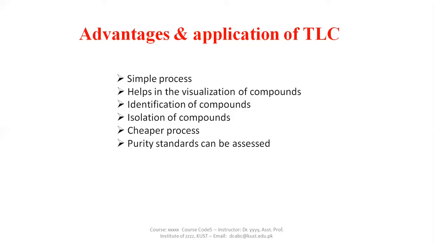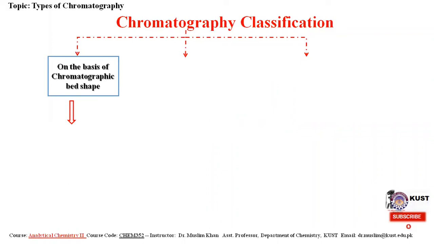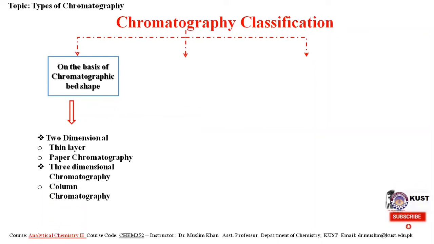It also finds its application as one of the most widely used chromatographic techniques in organic chemistry. So basically, there are different modes of classification of chromatography. The first one is on the basis of chromatographic bed shape. The bed shape of chromatography will either be two-dimensional, which is further classified into thin layer chromatography and paper chromatography, or three-dimensional, where the bed shape is in the form of a column. We have also discussed this in our previous lecture. This classification you can call how the chromatography plane is basically held.